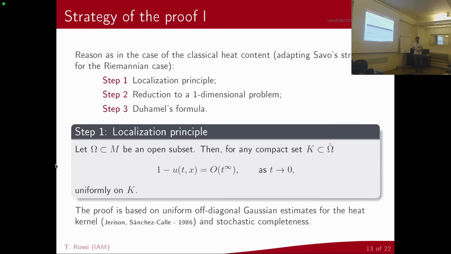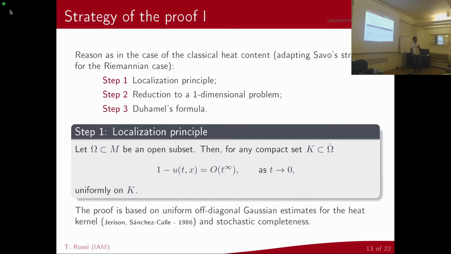Okay, so the strategy that we adopted is actually inspired by what Savo did in the Riemannian setting for the classical heat content, and can be summed up in 3 main steps. So first of all, we have a localization principle. This localization principle is telling us that all the contributions to the asymptotic expansion of the sub-Riemannian relative heat content come from a region which is close to the boundary of the domain. So we do not really care about the behavior of the temperature function away from the boundary of the domain, but we only care about what happens in that region.